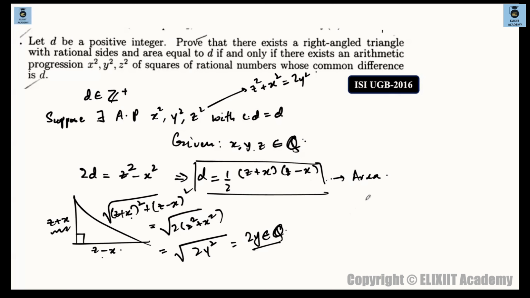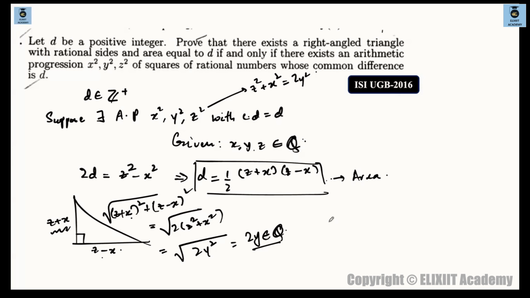And we were able to construct the right angle triangle with rational sides, where Z plus X and Z minus X are rational and the hypotenuse is 2Y, which is also rational. We were able to construct a right angle triangle with all rational sides whose area is D. But this is the proof what students will do. Now we have to move ahead from here.